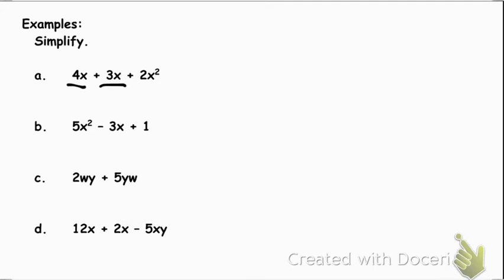So if I have 4x and then I have 3x, put them together, we're going to have 7x, and then we just leave the 2x squared at the end. We can't simplify this any more than that.